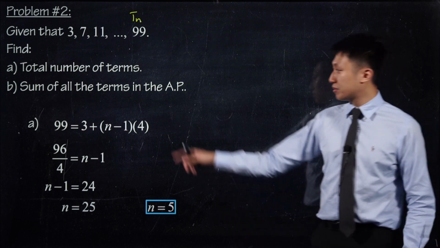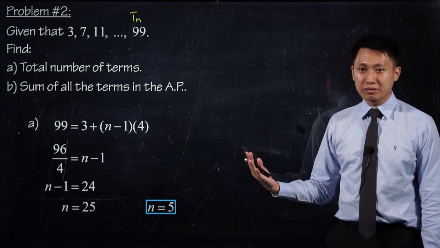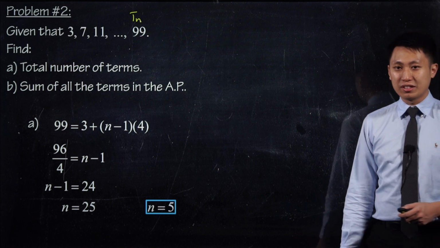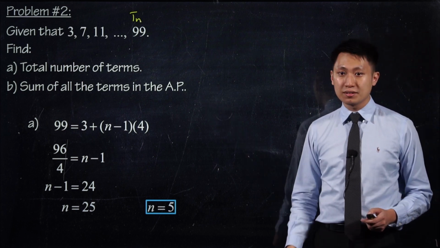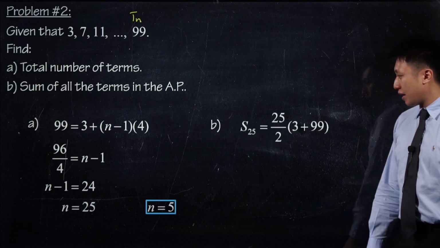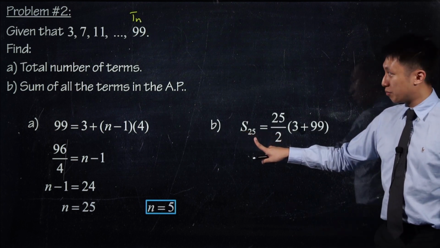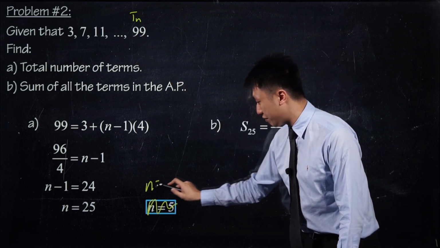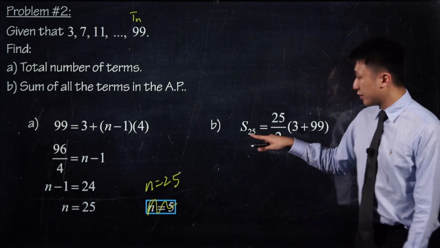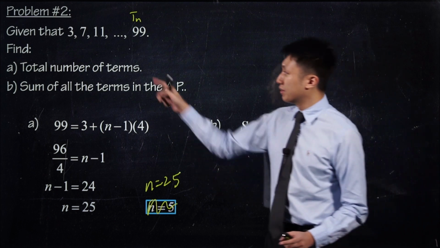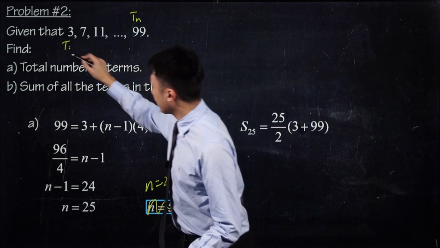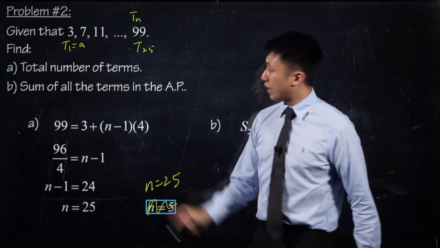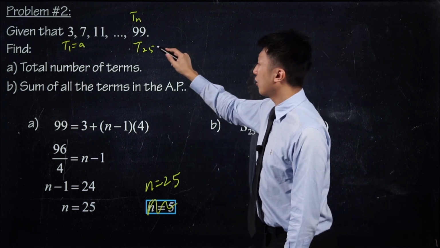Now the sum of all the terms in the AP. There are a few ways to find it, like the one that you just learned. Can you try to use the formula that we just learned to solve this? Yes, very simple. It's S25. Sorry, this one was wrong: n should be equal to 25. There's a typo here. So for S25, the 25th term is the last term. This is T1, this is T25. You call T1 equal to a, and T25 is the last term, so you call it l.